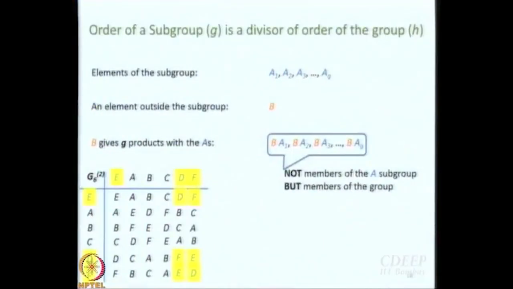The other part of the story is that after all, B and A5 are both members of the group. So BA5 has to be an element of the group as well. Okay? So that is what we are saying. It's clear? Now see what has happened. How many elements are there in the subgroup? g elements are there in the subgroup. For B, how many elements have you generated? g more. So what is the total number? 2g. Right? So for each element outside, you are going to generate g number of elements.